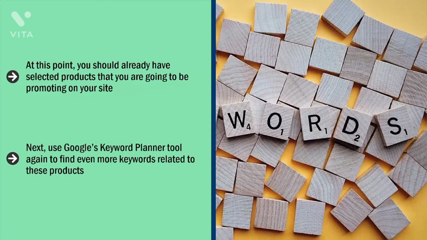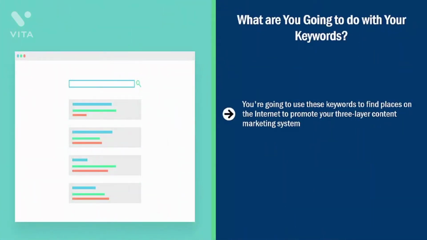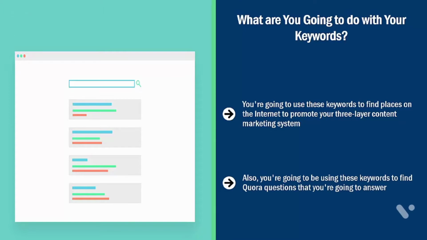Next, use Google's Keyword Planner tool again to find even more keywords related to these products. At the end of this process, you should have a long list of pages full of keywords that are related to the products that you are promoting. What are you going to do with your keywords? You're going to use these keywords to find places on the internet to promote your 3-layer content marketing system. You are also going to use these keywords to help guide you through the content creation process. You're going to incorporate some of these keywords into the content that you produce. Also, you're going to be using these keywords to find Quora questions that you're going to answer.